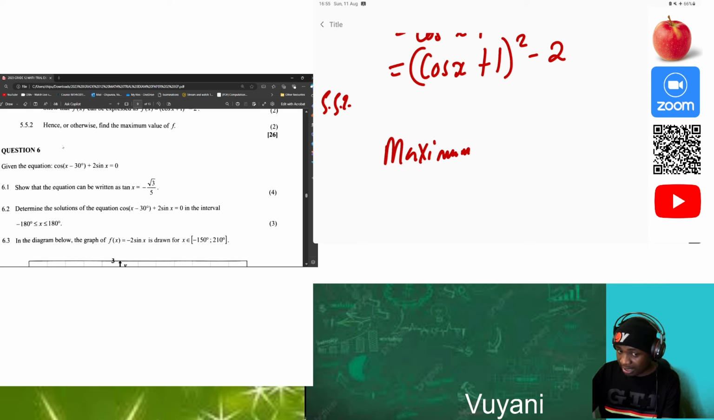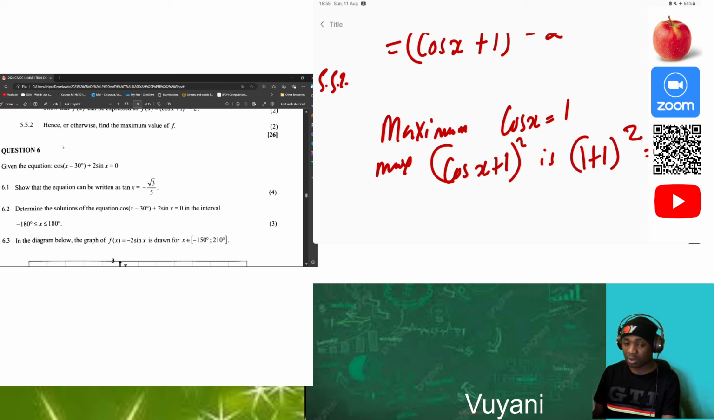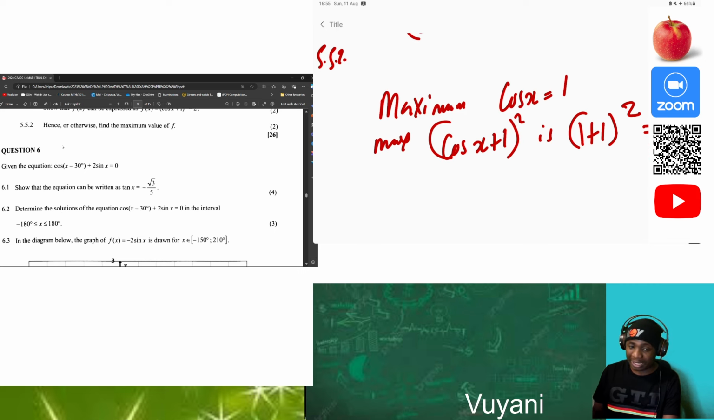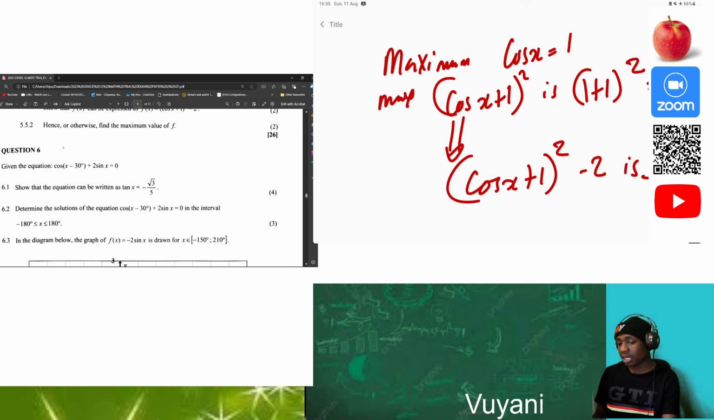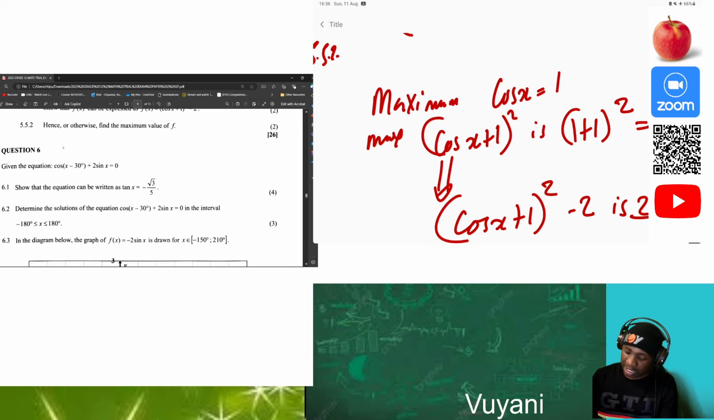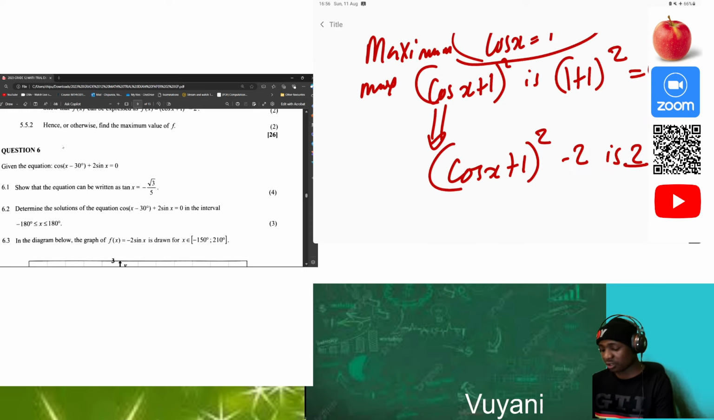The maximum of cos x is equal to 1. So we know that it will be max when cos of x plus 1 all squared is 1 plus 1 all squared, which is just equal to 4, because 1 plus 1 is equal to 2, then that is going to be equal to 4. But in our instance, we are given cos of x plus 1, as we have solved there, squared minus 2, which is equal to 2. So that will be our answer there. So the maximum is at cos x equal to 1, and now breaking it down, 1 plus 1, then we get squared there, then we get the 4 over there, so that you can get the answer which we finally want.